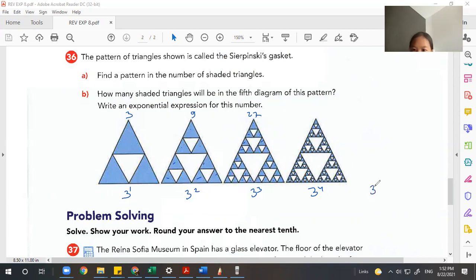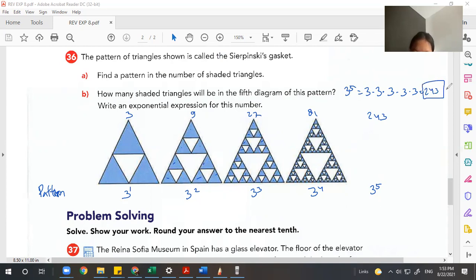Very simple. 3 power 5, right? You don't have to write it down. You don't have to redraw all the workings. It will waste your time. So we have the pattern. What is a pattern? The repeating logic. So how many shaded? 3 power 5. What is 3 power 5? 3 times 3, 3, 3, 3. So the answer will be 243.